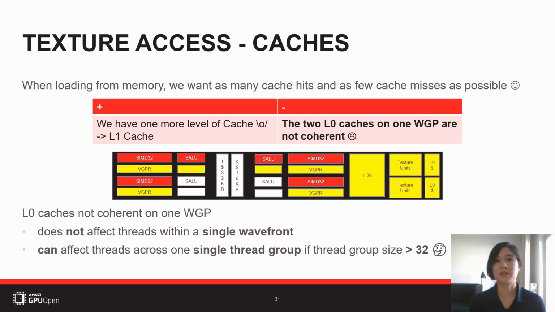But if you're now running a thread group of a larger size than 32, so you can have 2 wavefronts, for example, or even more, then these wavefronts might be distributed to different SIMD units, and these SIMD units could access those 2 different level 0 caches. If you are now accessing the same range of memory in the texture and modifying it and so on, then the 2 L0 caches could get out of sync because they are not coherent. And this means it needs to go one level up to the level 1 cache. So it's just something to be aware of if you optimize for this.